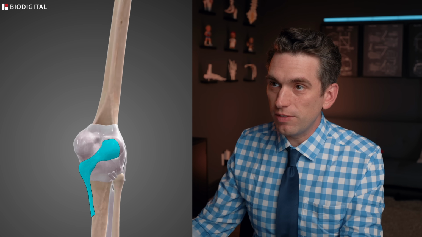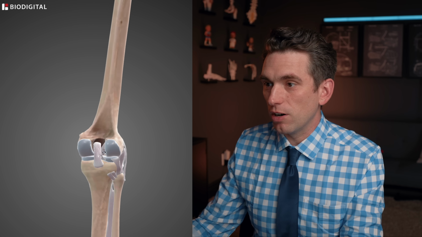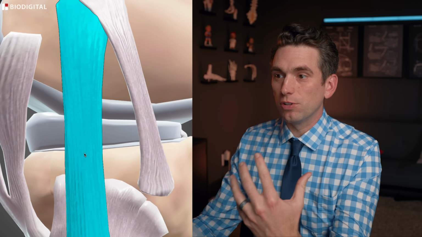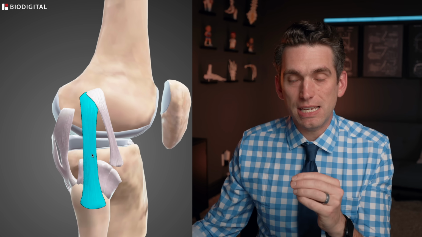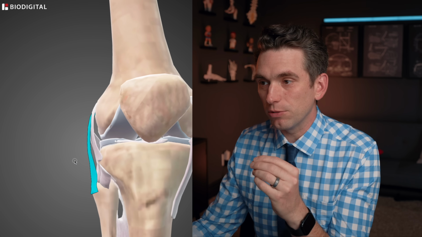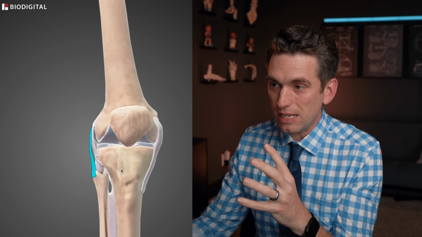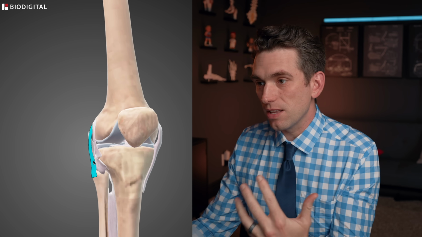So now if we get rid of that, and then we'll also get rid of our capsule, we're going to see more of the actual ligaments that we care about. There's a lot more ligaments out here on the lateral or outside part of the knee, but the big one I want you to focus on is this guy right here, the LCL, which stands for lateral collateral ligament. Looking straight on at the knee, it's kind of the opposite of the MCL. The MCL sits on the inside, the LCL sits on the outside.